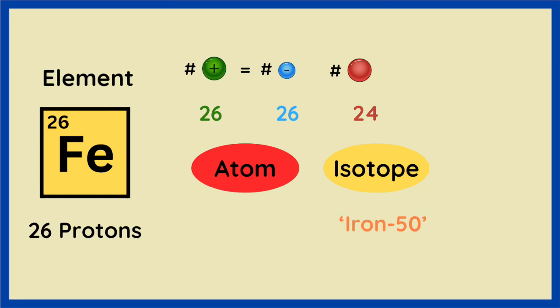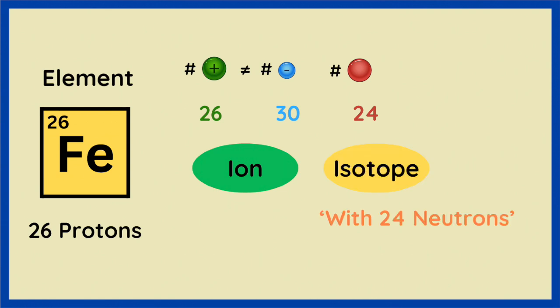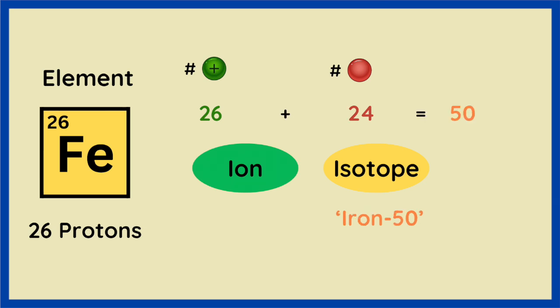But more formally, we would call this isotope iron 50. But where did we get this 50 from? Well, it's actually the sum of the protons and neutrons. 26 protons plus 24 neutrons equals a count of 50. What about this example right here? It's an ion because there's an uneven number of protons and electrons, and it's an isotope with 24 neutrons, which also means that it's iron 50 because, again, we get that number by adding the protons and neutrons together.